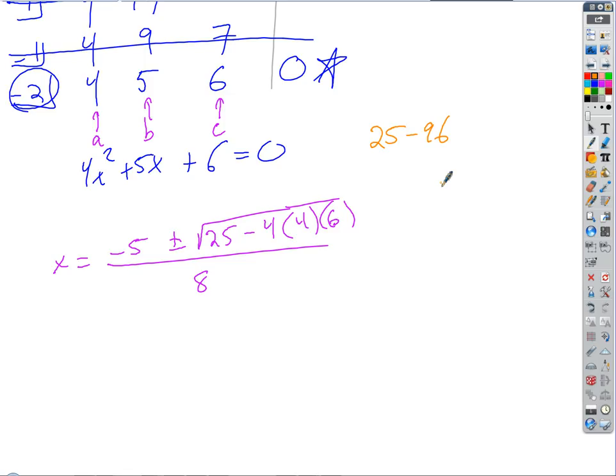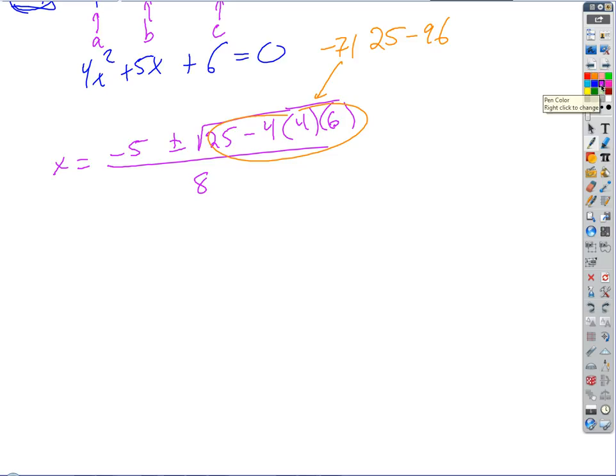Remember the trick for this, going way back to grade school? I'm sure you learned this. You can always just subtract the little one from the big one, but keep the sign of the big one, right? So 96 minus 25 is what? 71. But it's going to be negative, isn't it? So everything in here is going to become a negative 71, right? So then what this problem looks like, we end up with negative 5 plus or minus the square root of negative 71 all over 8, right?